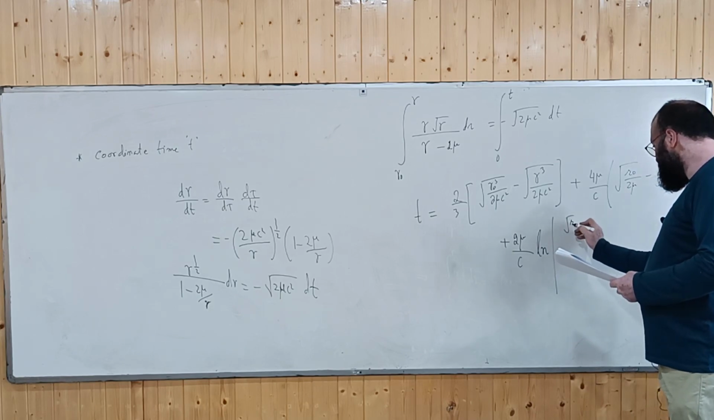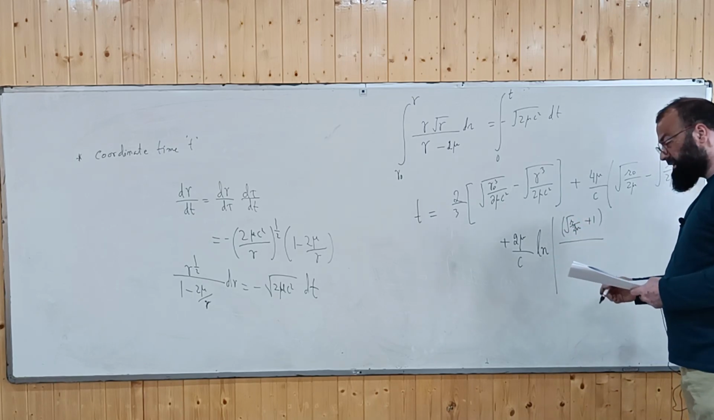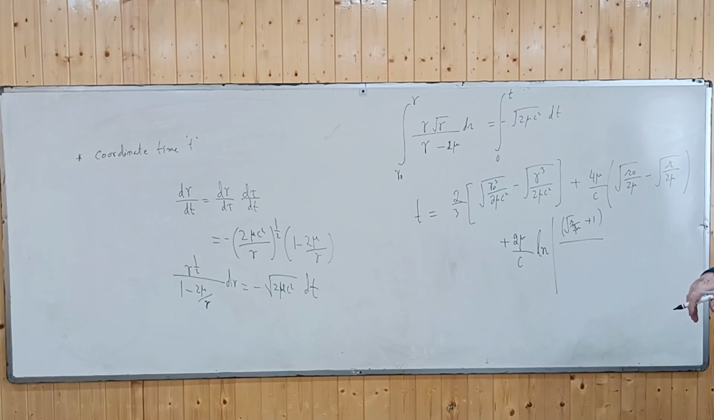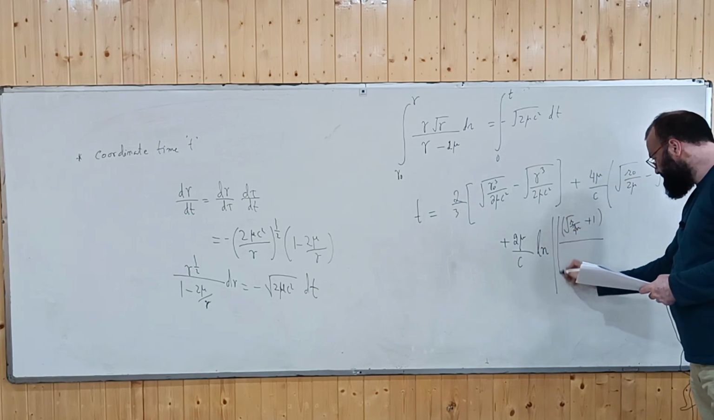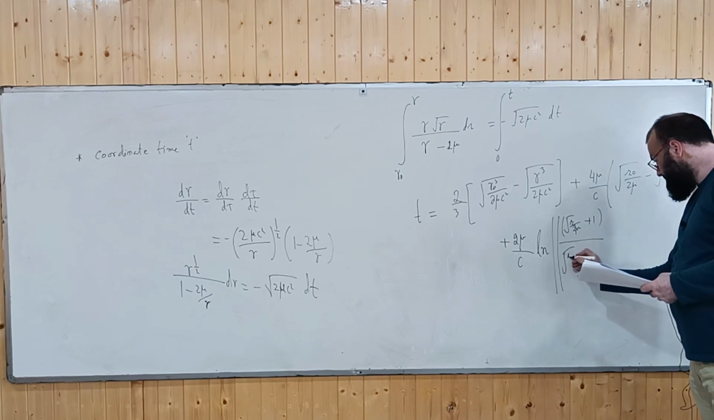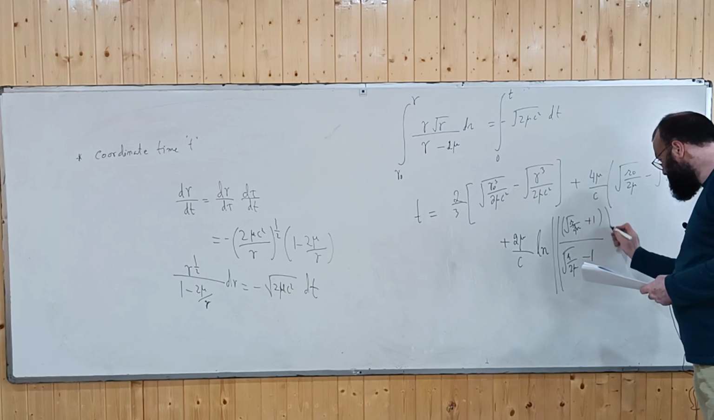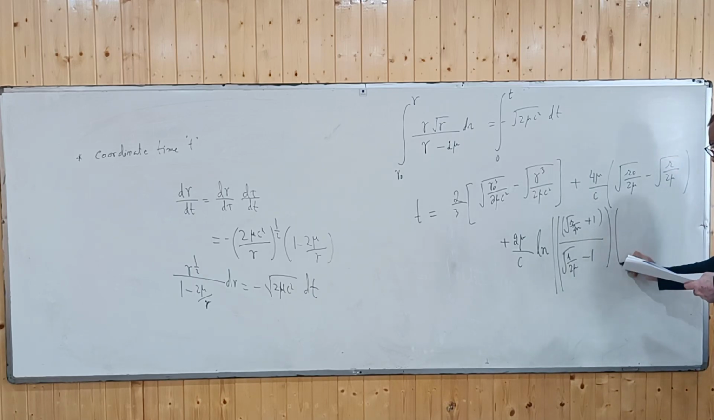Like this, the root of r by twice mu plus 1. Here you have to use the formula log of a minus log of b, because you have to evaluate it at two points, at r naught and r. Understood? That's why I am clubbing everything here. So it's root of r by 2 mu minus 1. That is the first term, then you have to evaluate it at r naught by twice mu plus 1, divided by root of r naught by twice mu minus 1. Okay? So this is the formula for the coordinate time.